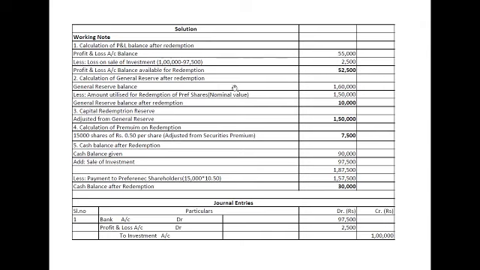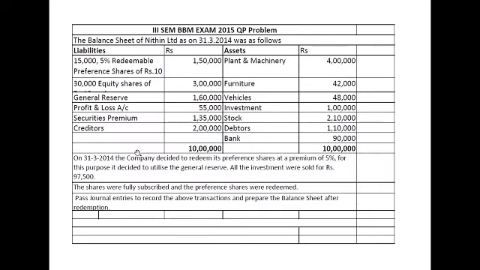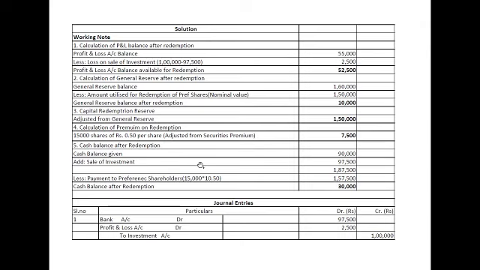Next calculation for calculation of general reserve after redemption. So in this problem they communicated that the general reserve should be utilized for the redemption of preference shares. So because of that, the balance of general reserve given in the problem is 1,60,000 less amount utilized for redemption of preference shares. So here you have to take only the nominal value.